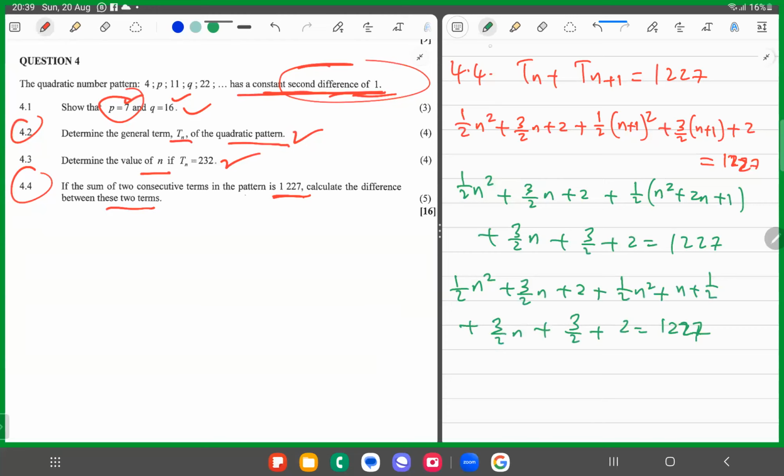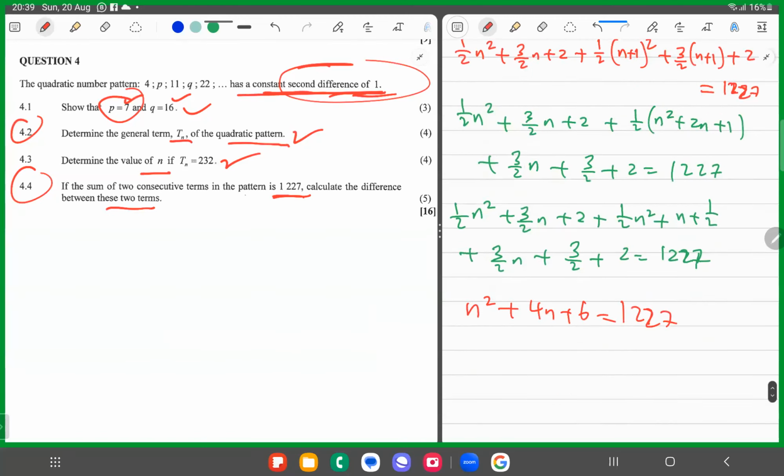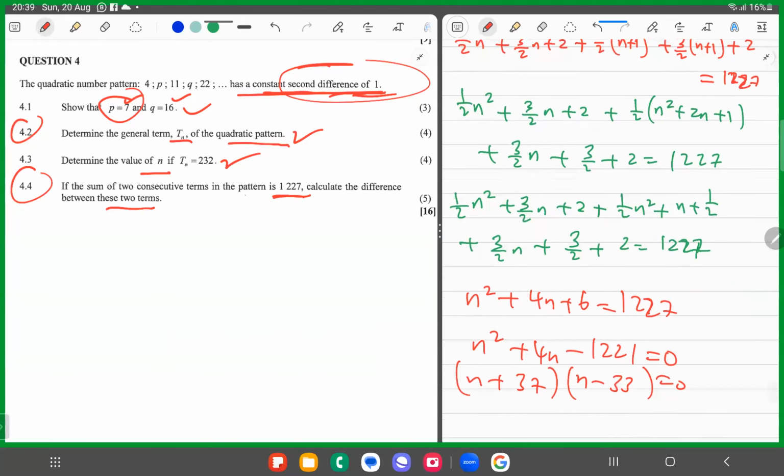So if you deal with all this, you add the like terms, it becomes n squared plus 4n plus 6, and the result is 1227. And this is exactly n squared plus 4n minus 1221 equals 0. (n plus 37)(n minus 33). Does that affect us?